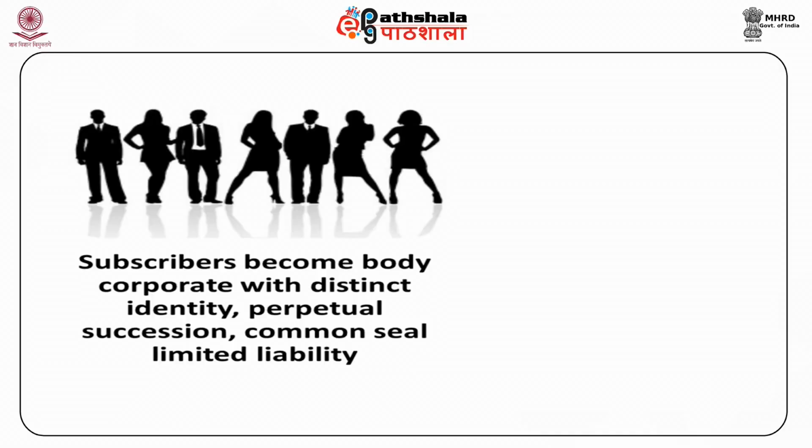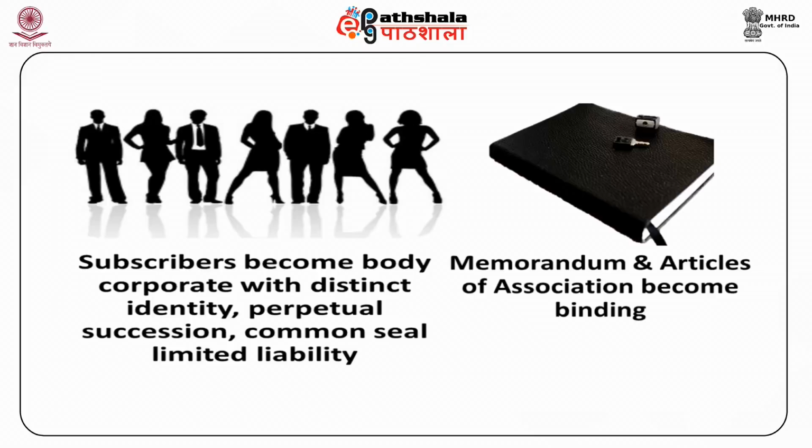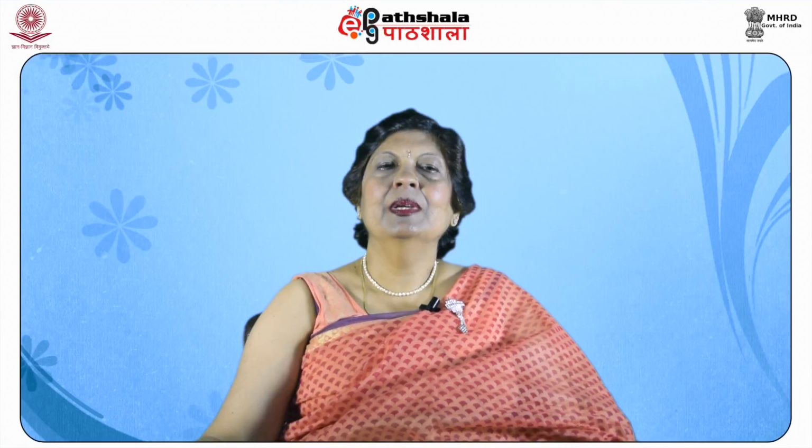members of the company, become a body corporate with a distinct entity from such members having a perpetual succession with a common seal and with the liability of the members limited to the amount for the time being unpaid on the shares held by them. 5. The Memorandum and Articles of Association become binding upon the members and the company as if they have been signed by the company and by each member.